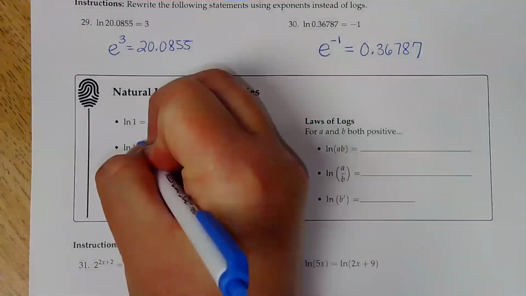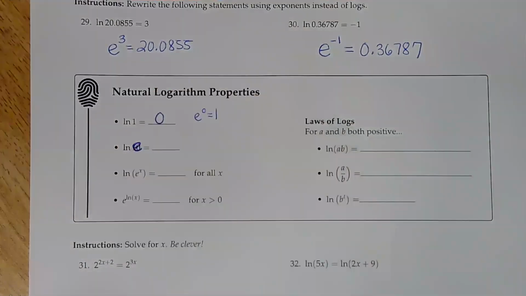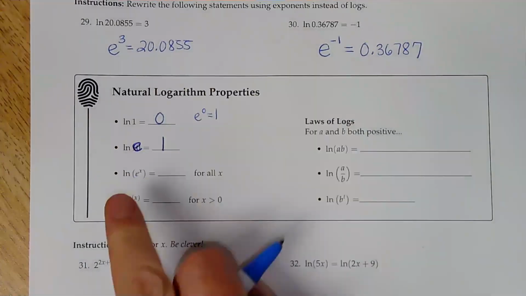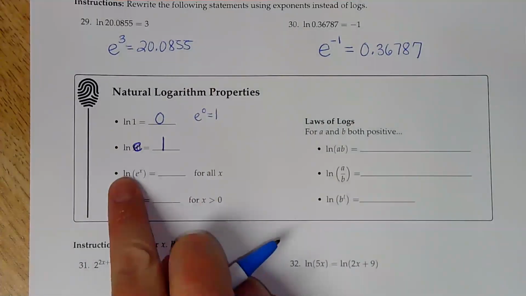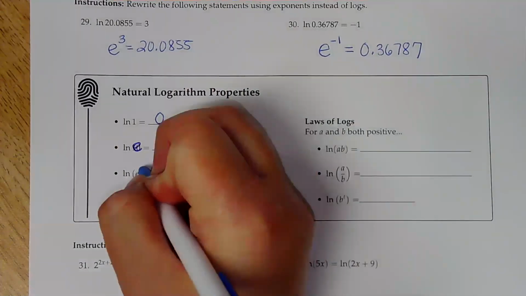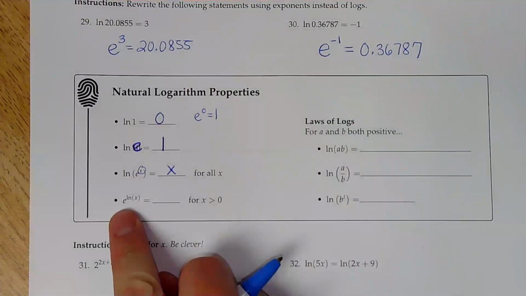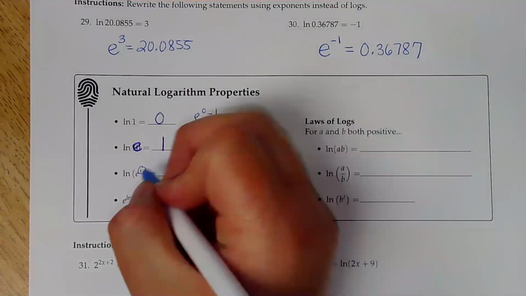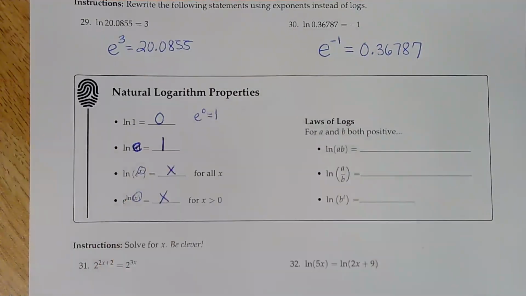Let's see, this should say ln of e. So ln of e is equal to 1. And ln of e to the x, so ln and e are best friends, they're inverses. So that just gives us the x back out. And then similarly, e raised to the ln of x gives us just this x back out, or whatever happens to be there as that input.